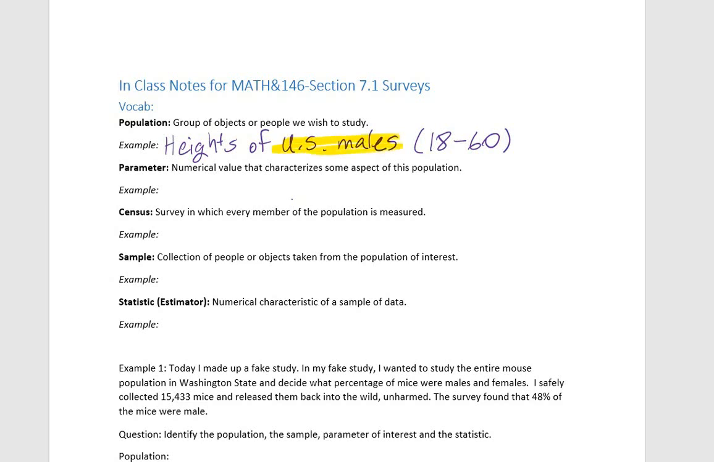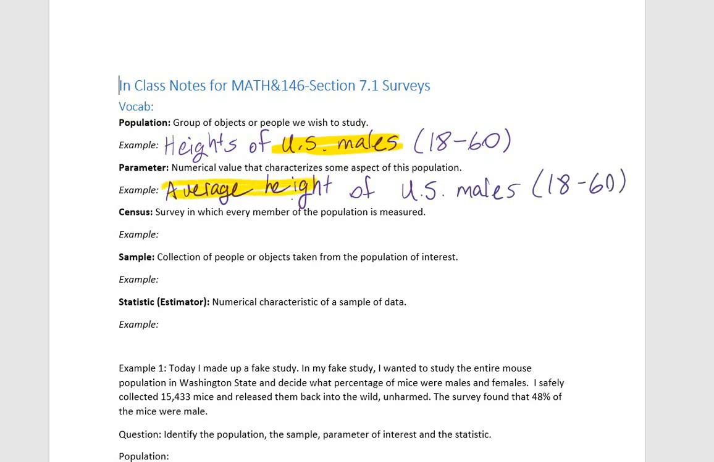Now the parameter is the numerical value that characterizes some aspect of this population. If we are interested in the heights of US males, then our parameter for this example, let's say that we want to look at average height of US males. In this case, the parameter is: what is the characteristic or the numerical thing that you're interested in?